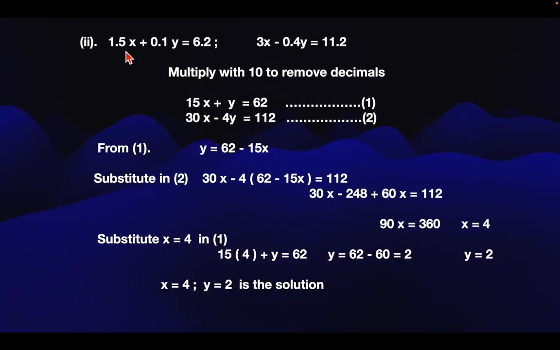Okay, so here second sum, these are the two equations. You can see there are a lot of decimals. So first we are going to remove the decimals. So it can be easily done. I'm going to multiply the whole equation by 10.